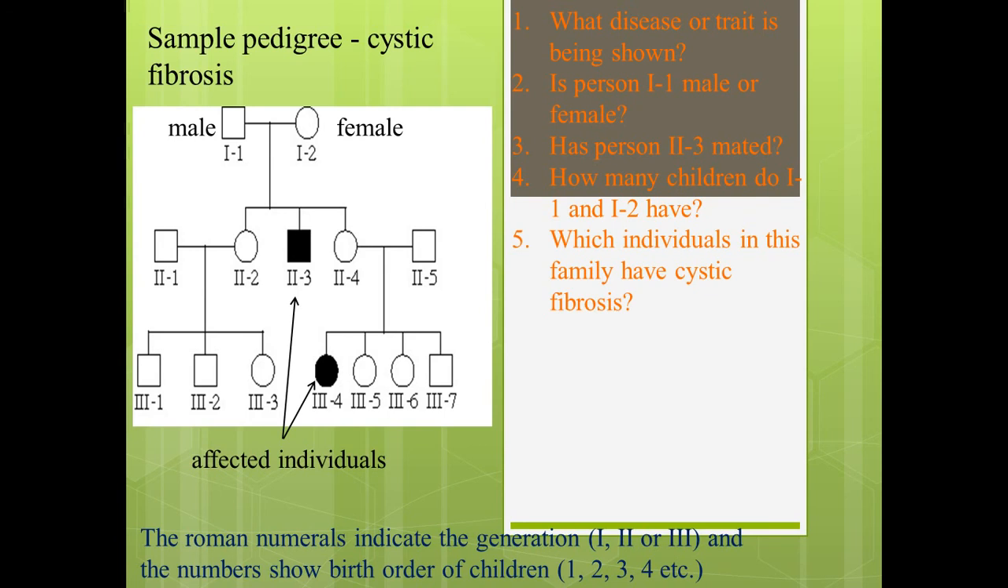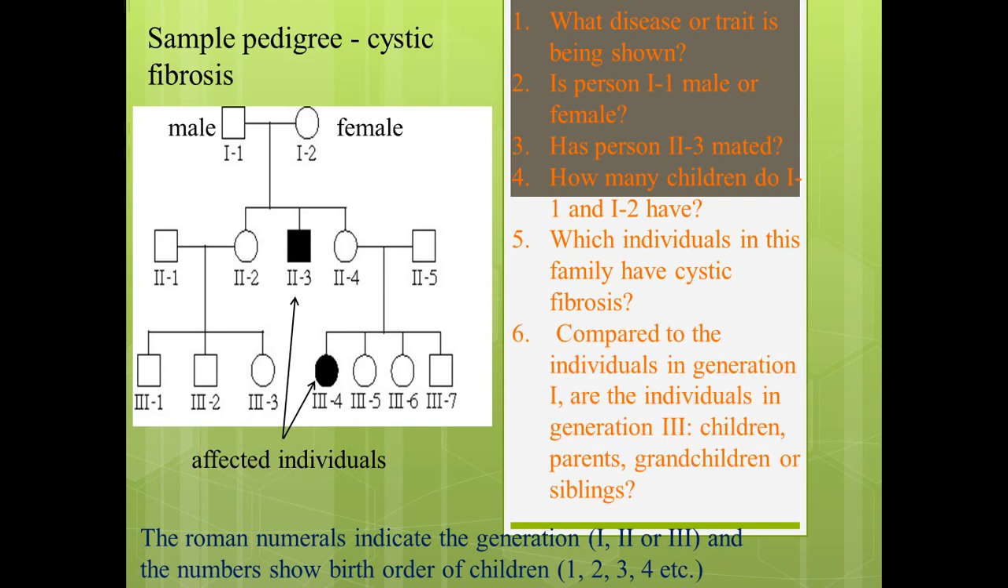Number 5, which individuals in this family have cystic fibrosis? And number 6, compared to the individuals in generation 1, which would be these two parents here, are the individuals in generation 3, which would be this line here, children, parents, grandchildren, or siblings to generation 1?